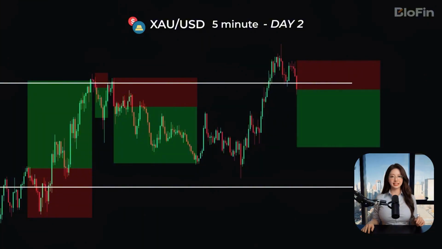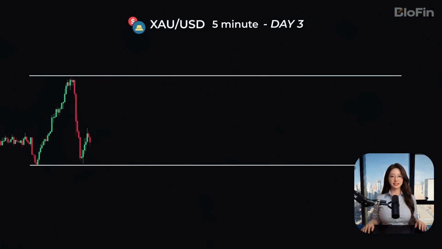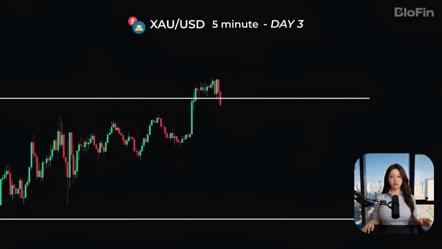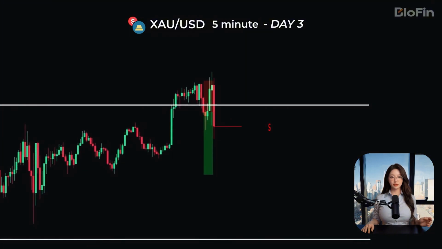Now moving on to the next day. Price broke above the range high and re-entered, giving a short entry. Stop loss at the highs, take profit at 2 times risk. Price hit the stop loss, a 1R loss. Shortly after, price gave another short setup. Stop loss at the highs, take profit at 2 times risk. Price hit the stop loss again. So that's another 1R loss.